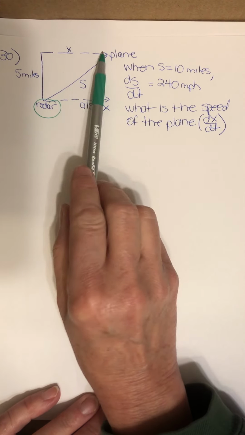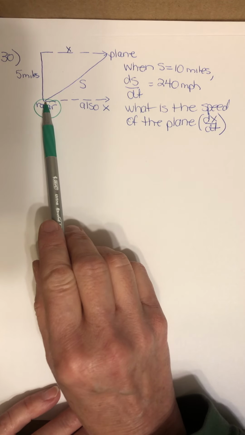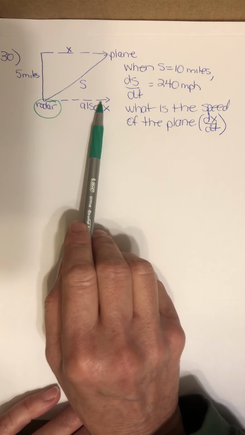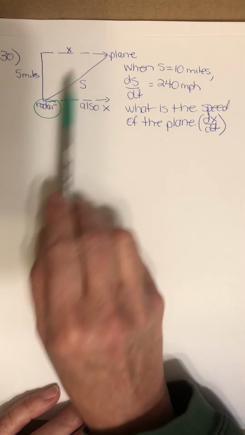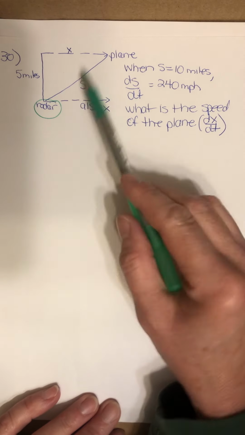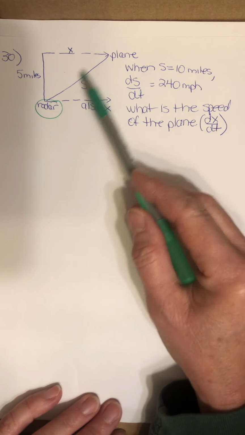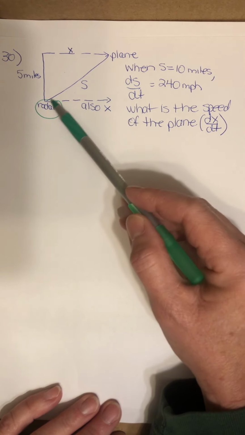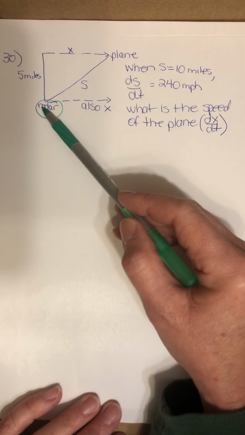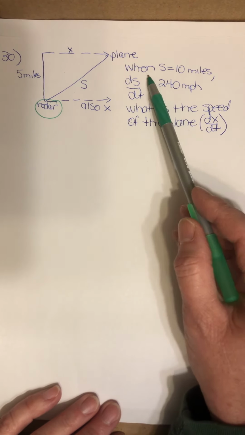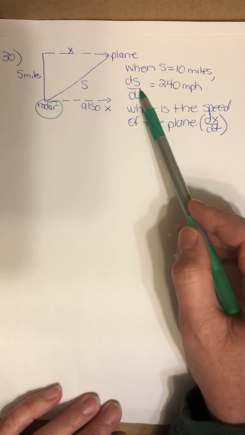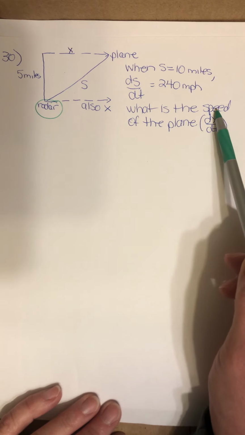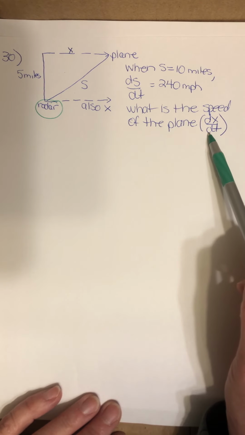And so notice that this is the speed of the plane, but of course, this is also the speed of the plane, right? Because if someone is on the ground, that is like the ground speed of the plane, because these are both horizontal. So this is the actual distance. If you did a straight shot from the radar to the plane, that is the actual distance that the plane is from the radar. So the book says when s is 10 miles, the plane is traveling at 240 miles per hour, and they want to know what is the speed of the plane, and they mean dx/dt.